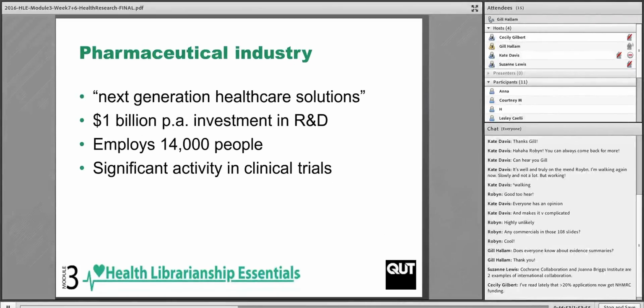The pharmaceutical industry, pharma attracts a lot of bad press, of course, as well as good press, but they're looking at next generation healthcare solutions, and it's estimated that there's over $1 billion being invested through the pharmaceutical industry. 14,000 people are employed, so there again, that's a major sector of the economy. And a lot of it is associated with clinical trials, and that we'll look at, obviously, in some of the evidence-based, the clinical, critical appraisal areas about how clinical trials are conducted and what the outcomes are.